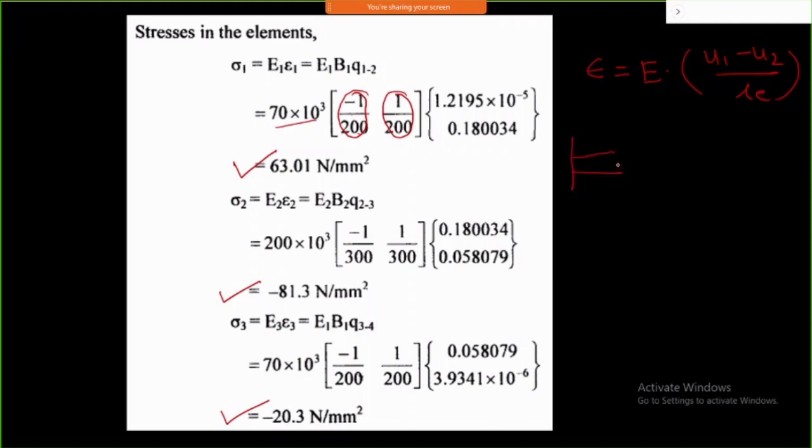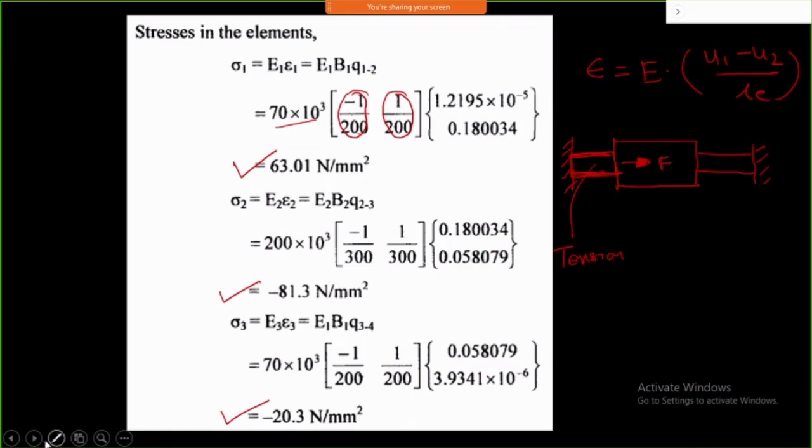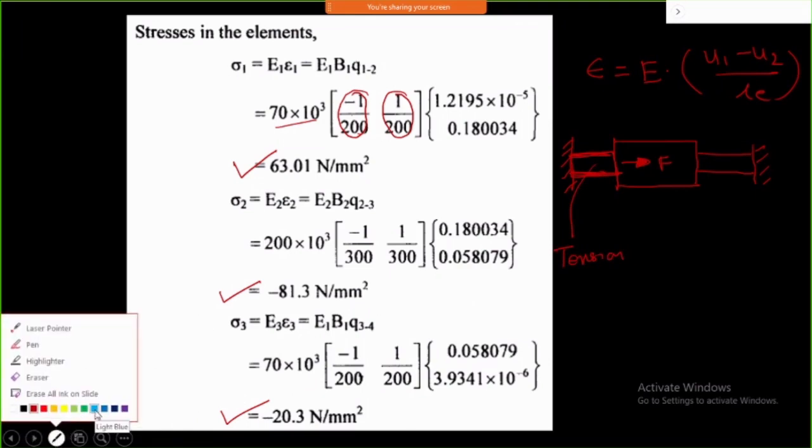Once again I will draw the model here so that you can get a practical feel of how it works. In the model, this end is fixed here, and you are going to apply the force at this point. So this is the force you are going to apply. This particular part of your model is under tension, and these other two parts are in compression.